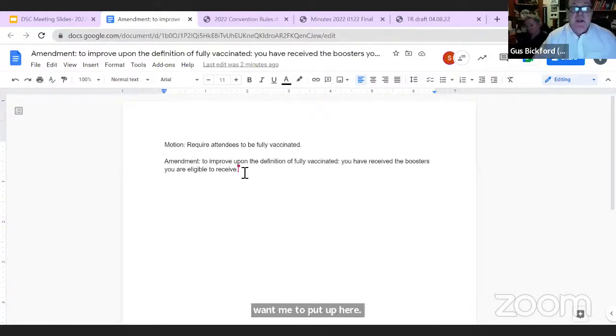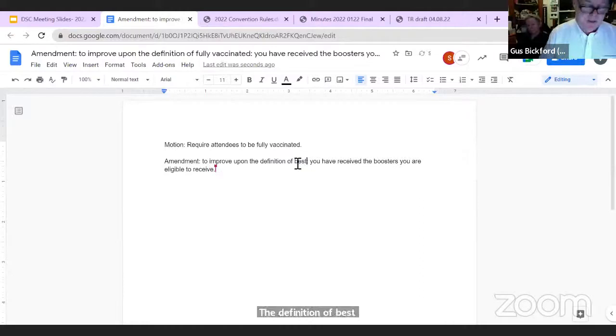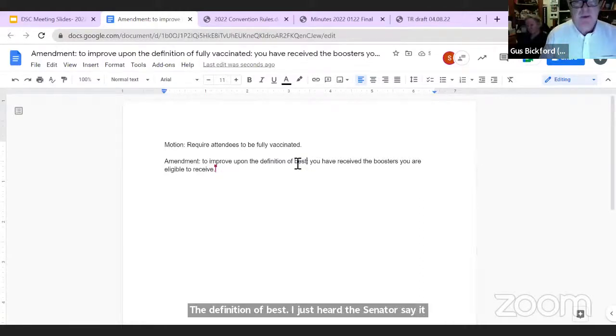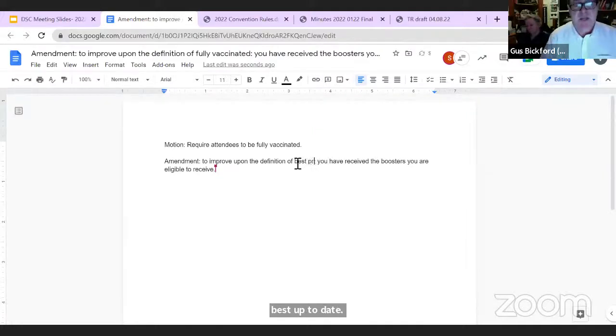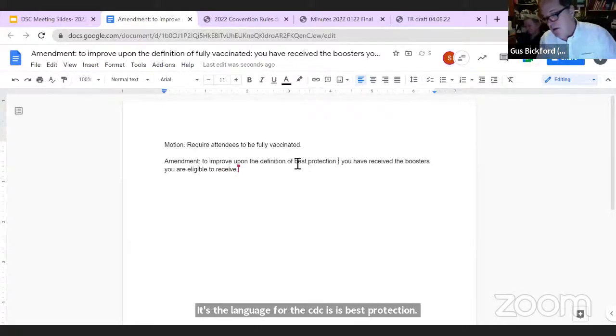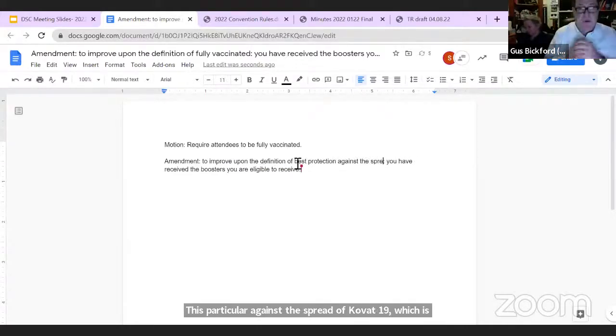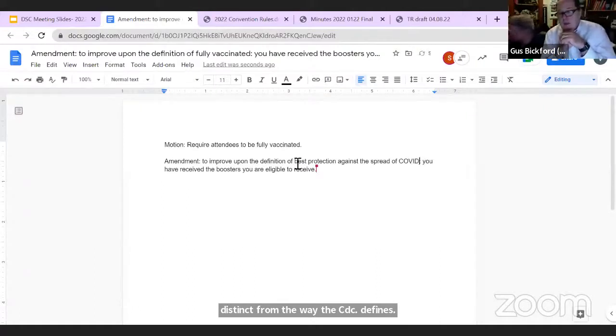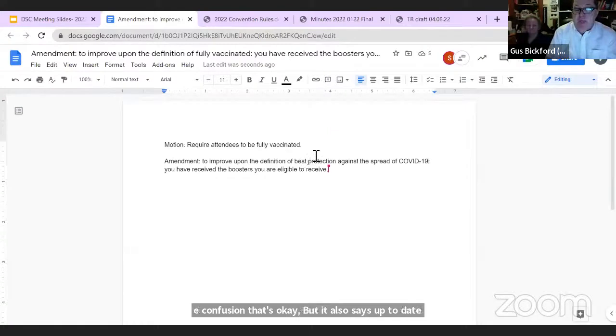To improve upon the definition of best protection. I just heard the senator say it, best protection. It's the language from the CDC, Gus. Best protection against the spread of COVID-19, which is distinct from the way the CDC defines "quote unquote" fully vaccinated. That's the confusion that people are having. But it also says up to date. We're going to leave this poll up for another minute, and it actually doesn't look as close as I thought. Can we further clarify in the motion?